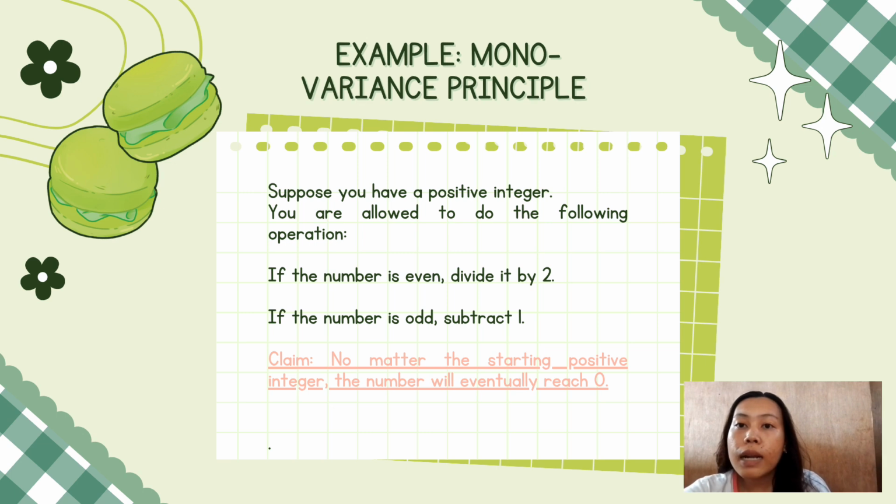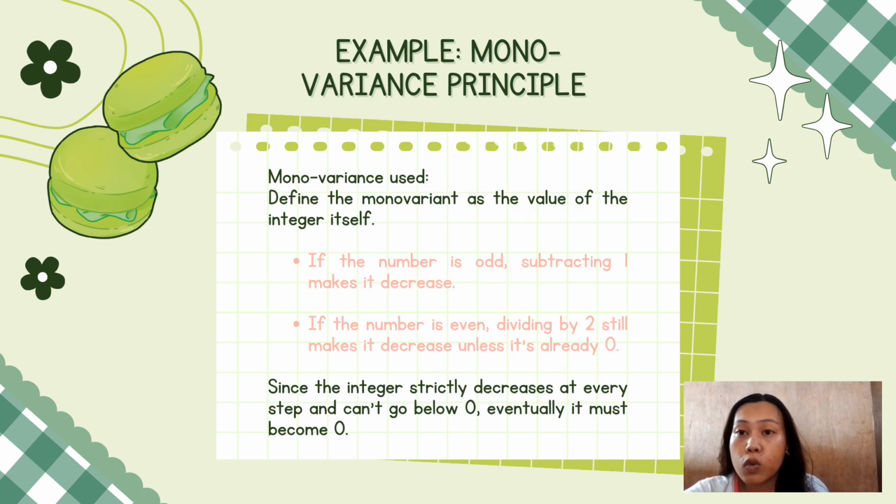So the claim here is, no matter the starting positive integer, the number will eventually reach 0. This means whatever positive integer we start with, in the end the number will still be 0. So what is the monovariant used here? We define the monovariant as the value of the integer itself.